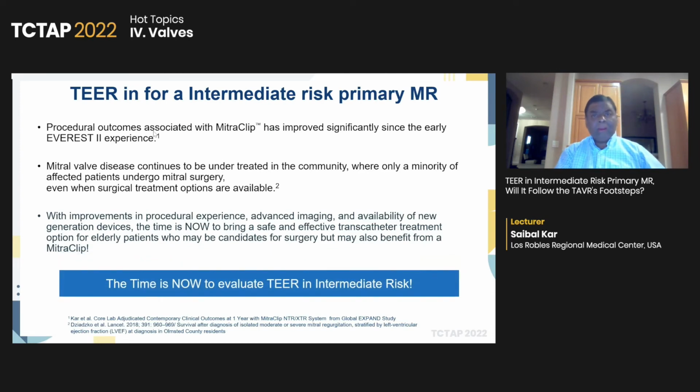So TR for my intermediate patient, what we do know is the procedural outcomes associated with MitraClip has improved significantly since the early EVEREST II clinical experience. Mitral valve disease continues to be undertreated in the community, where only a minority undergo surgical repair. With improvements in procedural outcome, imaging, and availability of new generation devices, the time is now to bring a safe and effective treatment option for elderly patients who may be candidates for surgery, but may also benefit from MitraClip. The time is now to evaluate TR in intermediate risk.